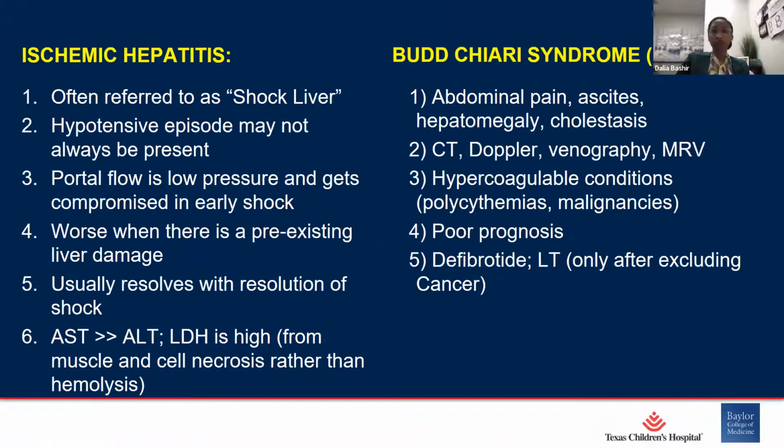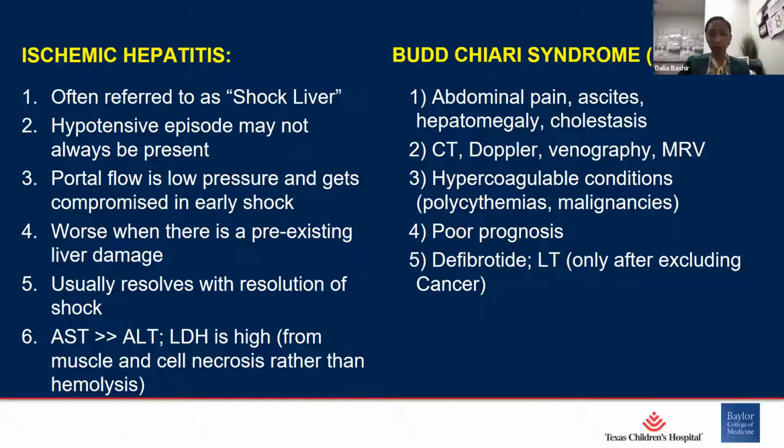Other forms of acute liver failure that we see in the ICU commonly is actually ischemic hepatitis, formerly known as shock liver. And this is poor perfusion to the liver resulting in some liver damage. And this is usually worse if the patient already has pre-existing liver damage. And it usually resolves as soon as the patient's shock is improved. We'll see AST being a lot higher than ALT, and LDH levels are elevated as well. So as soon as the shock reverses, the liver injury reverses.